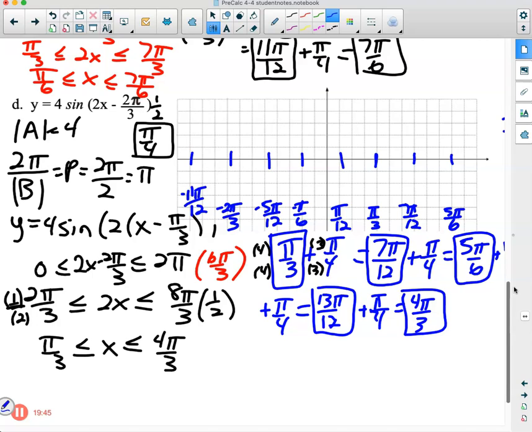And now, I did it at a different time in the last graph, but we know that we have an amplitude of 4, so we can put our 1, 2, 3, 4, 5 on here. And this would be where we want to change colors. And we want to make that little helper. We know this is supposed to start at pi over 3.